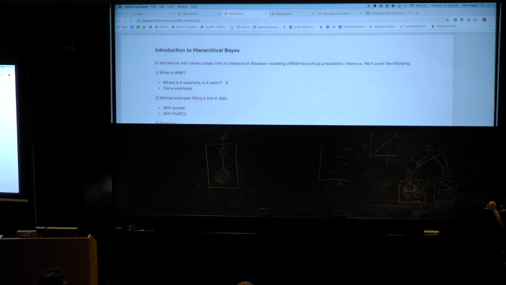Did you go over in the probabilistic graphical model tutorial how to write down the factorization, the conditional probabilities? Okay.